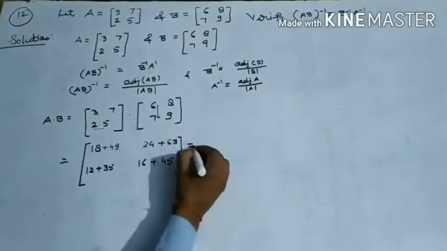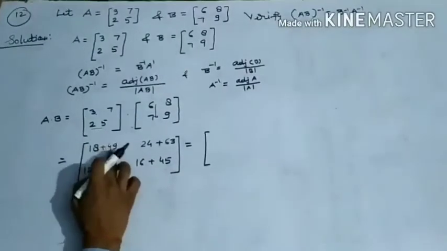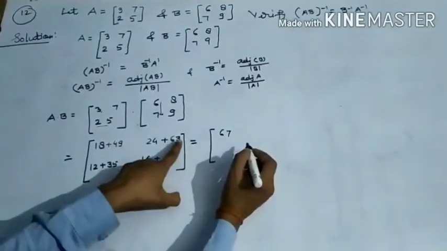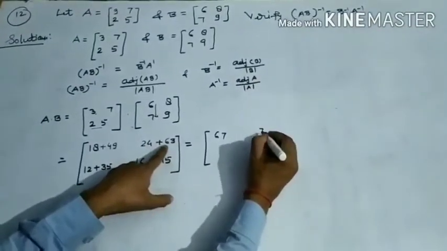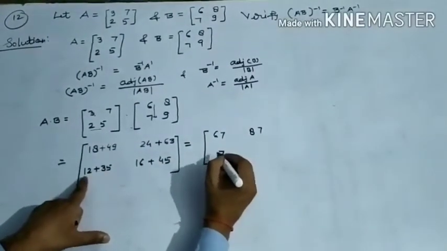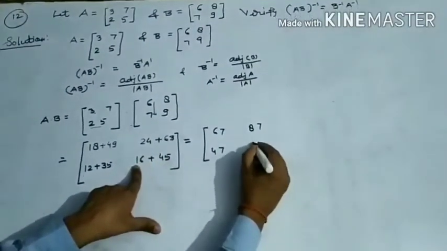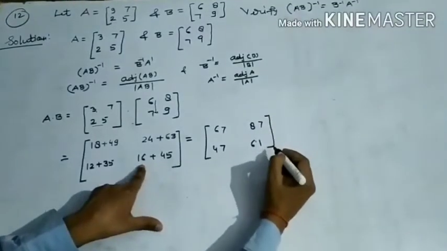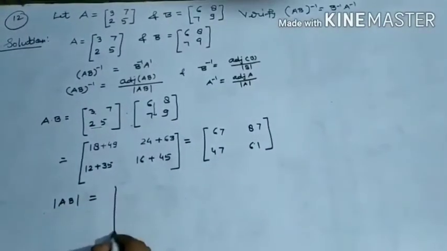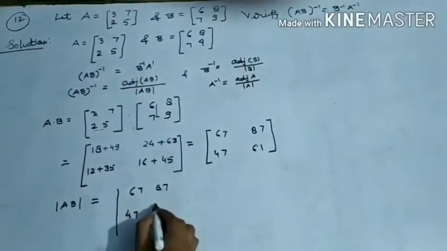So this is equal to [67 87; 47 61]. Now after that we want to find out the determinant of AB. So this is the matrix 67, 87, 47, 61.